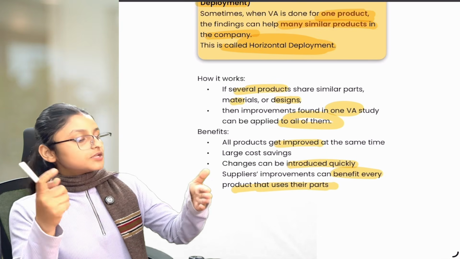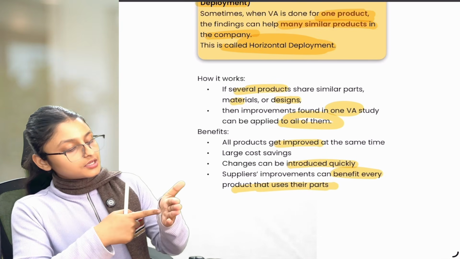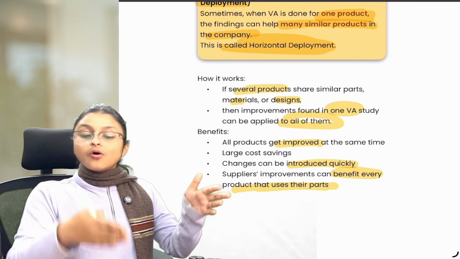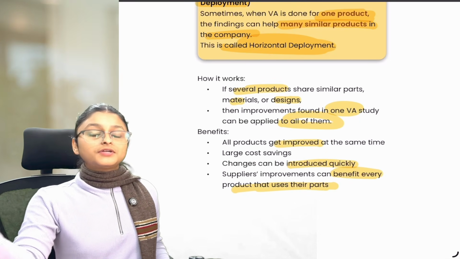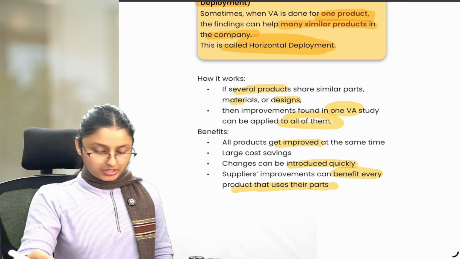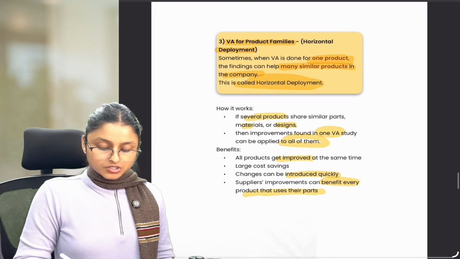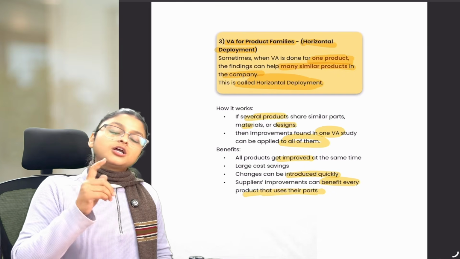Earlier you were able to save cost only in that particular product. Now you are able to save cost in all the horizontal products you have in that particular product family, and that is why it is known as horizontal deployment or value analysis for product families.